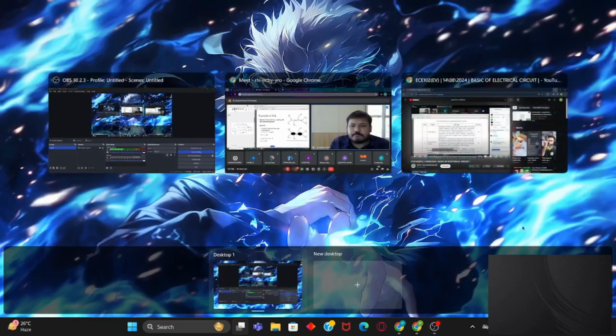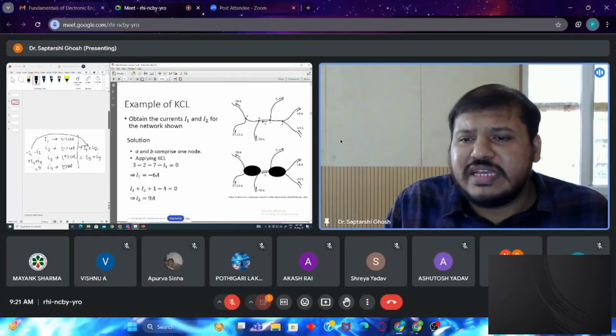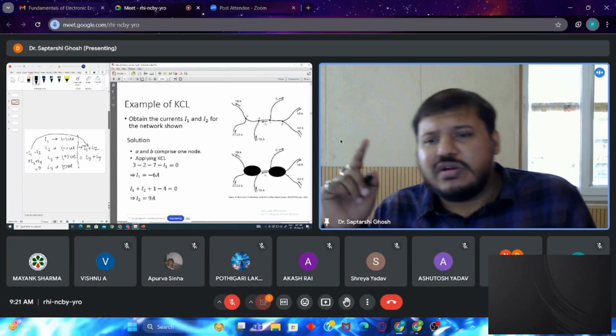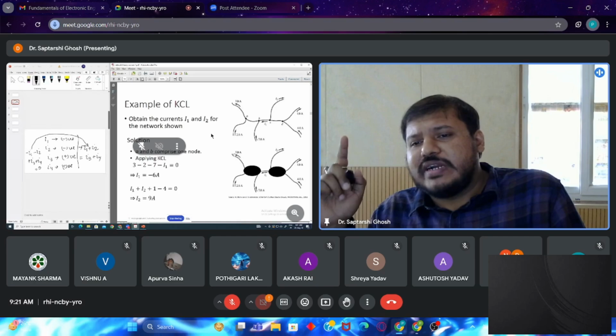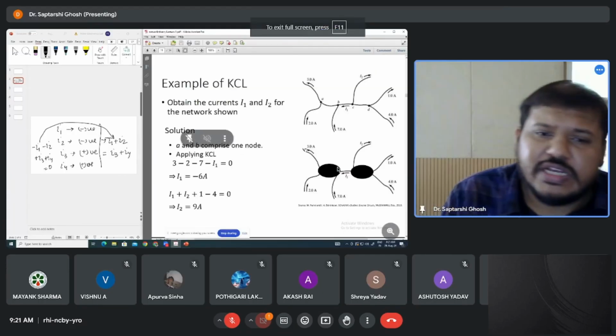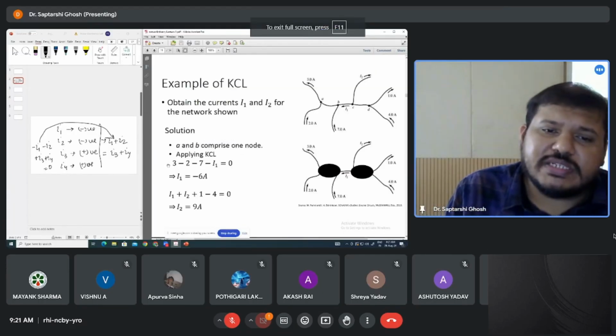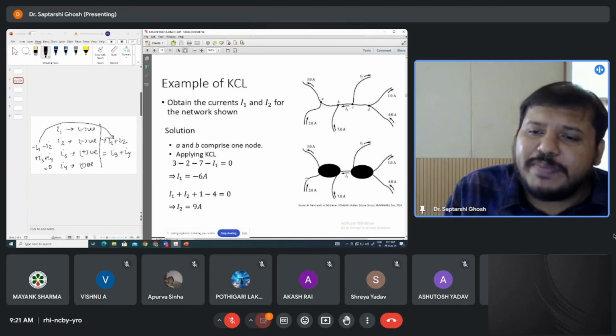So see, 3 is going out of this node. I have already told, if it is going out, it is positive current. If it is going in, it is a negative current. So plus 3, you can see it is plus 3. 2 ampere current is going into that node, so minus 2. 7 ampere current is going into that node, so minus 7.